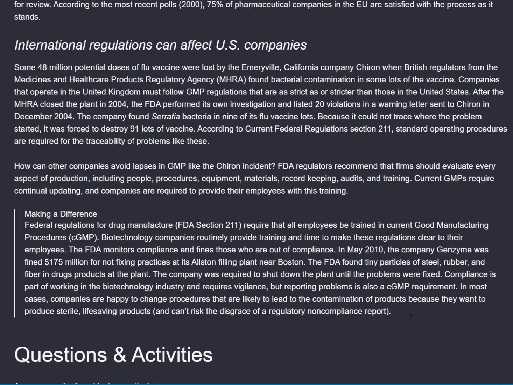For review. According to the most recent polls, 2000, 75% of pharmaceutical companies in the EU are satisfied with the process as it stands.